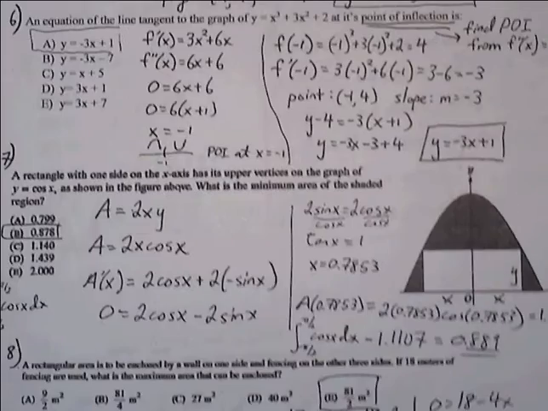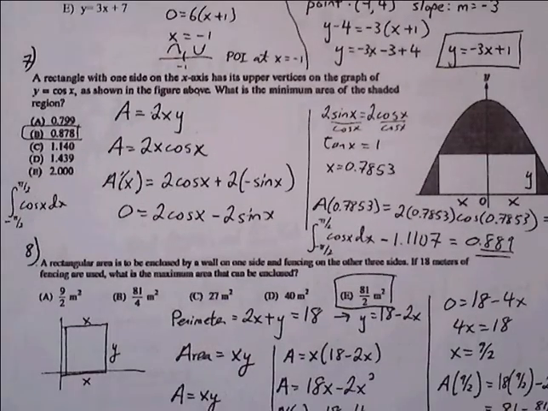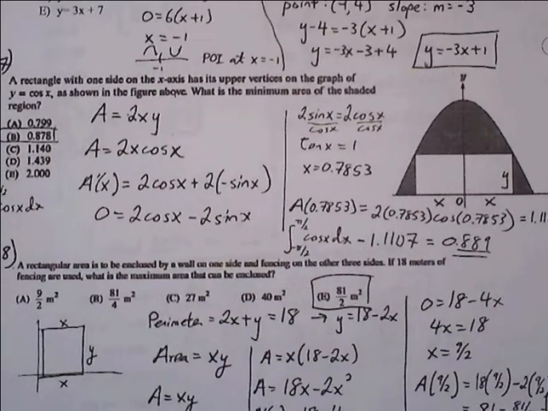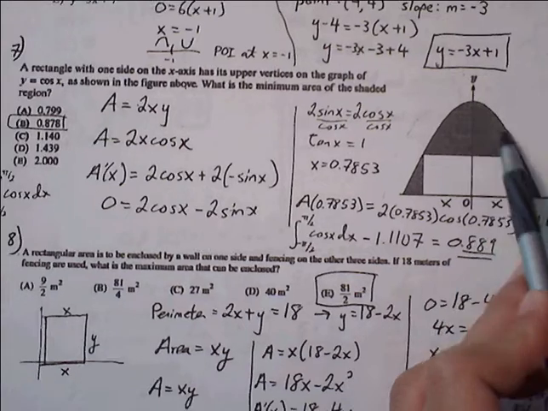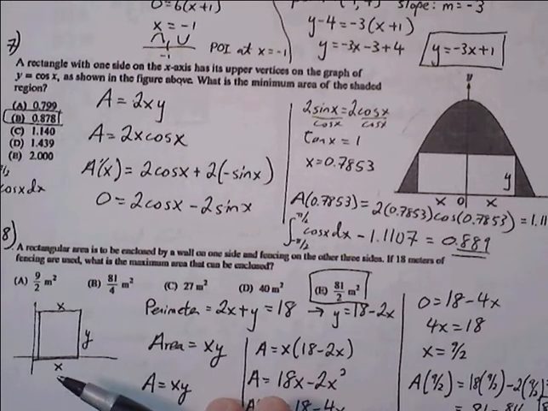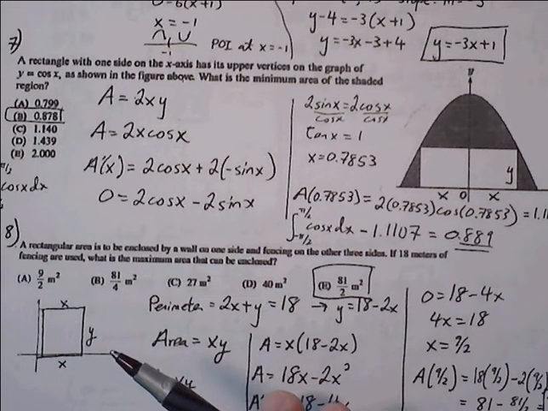Okay, number 7. A rectangle with one side on the x-axis has its upper vertices on the graph of y equals cosine of x. So here's y equals cosine of x. This is the curve here, a parabola-shaped graph. What is the minimum area of the shaded region?